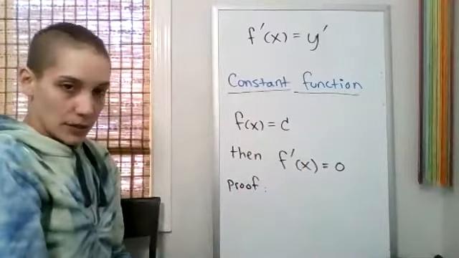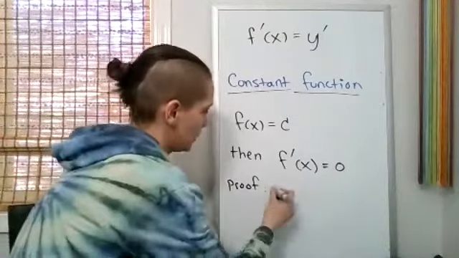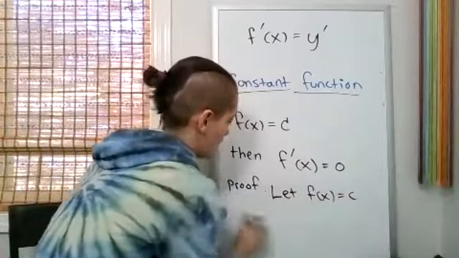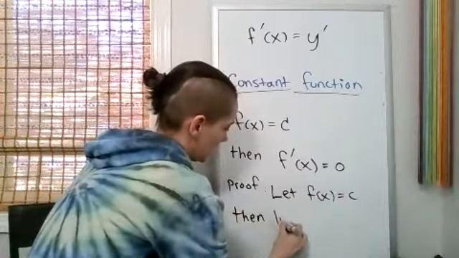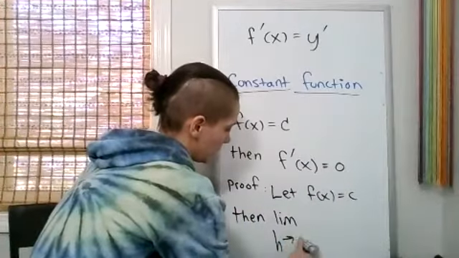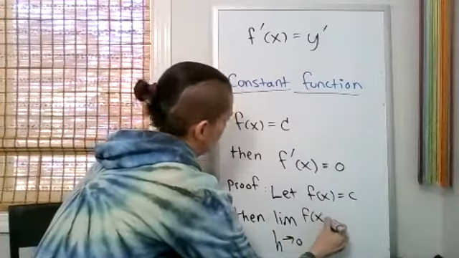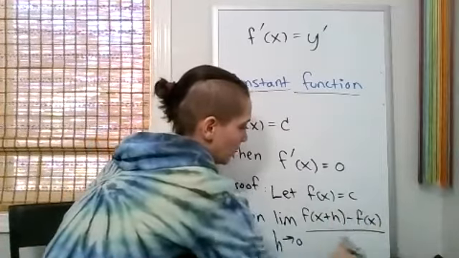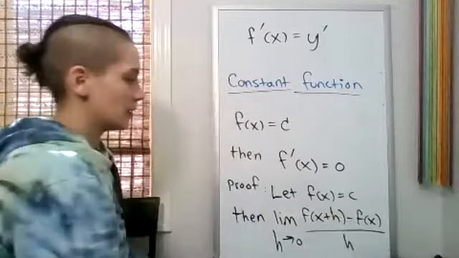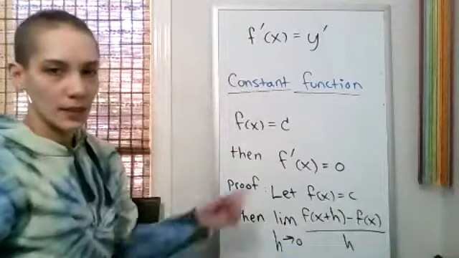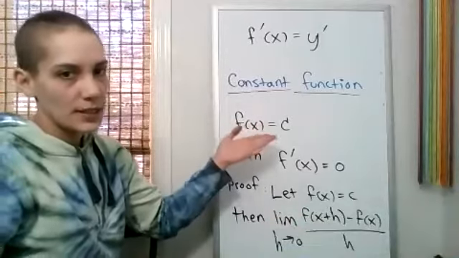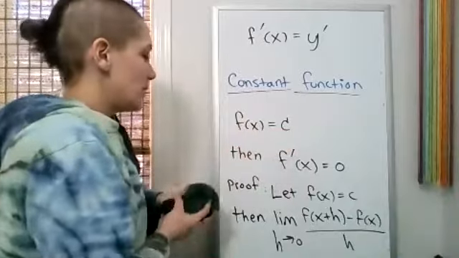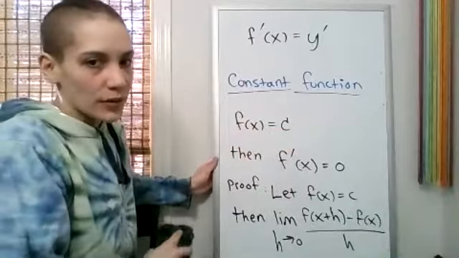Take the limit as h goes to 0. Well, let's introduce it. Let f of x equal c. The limit as h goes to 0 of f of x plus h, subtract f of x, divided by h. Here's your function, which is c. So there's no place to put in your variable. You just put a c down. The limit as h goes to 0 of c minus c over h.